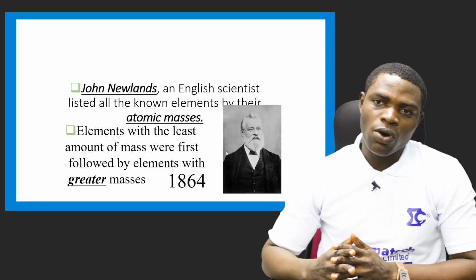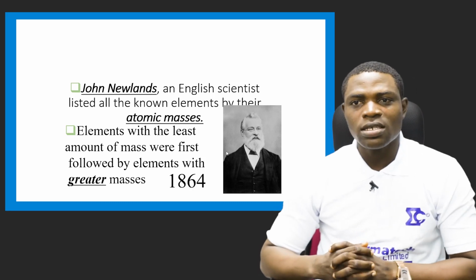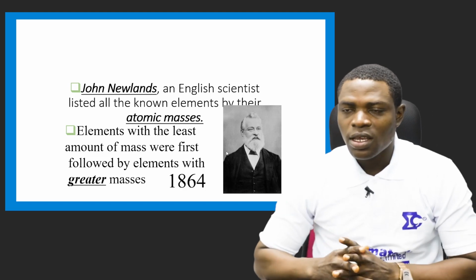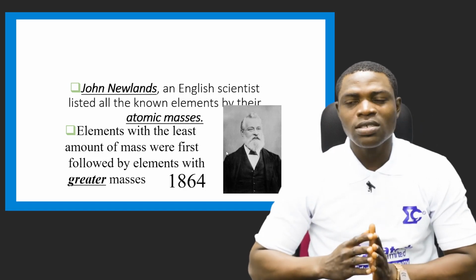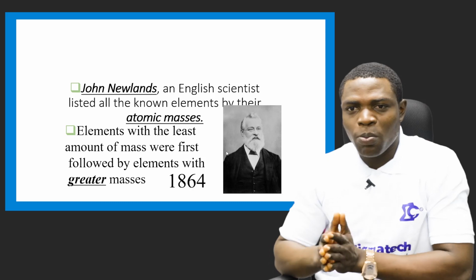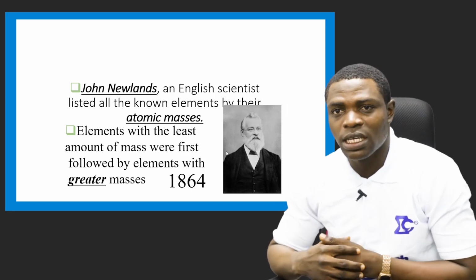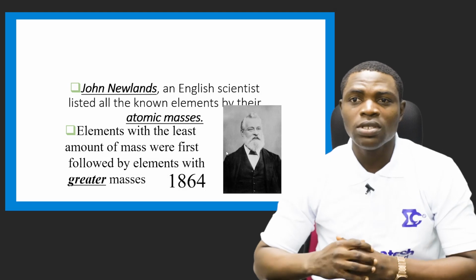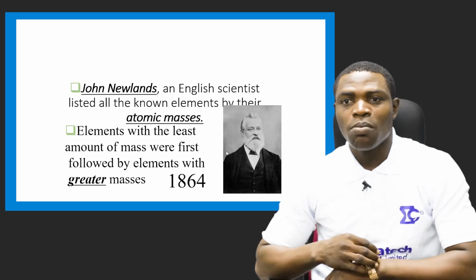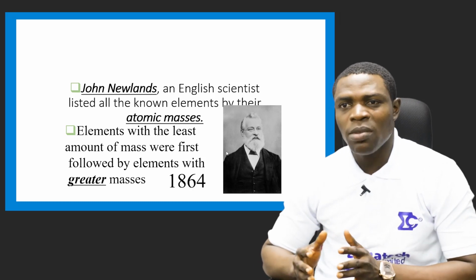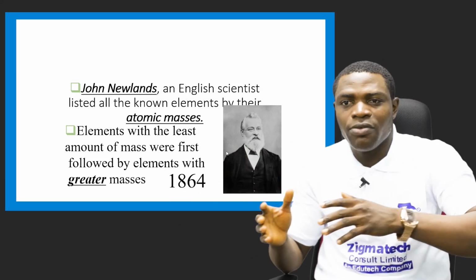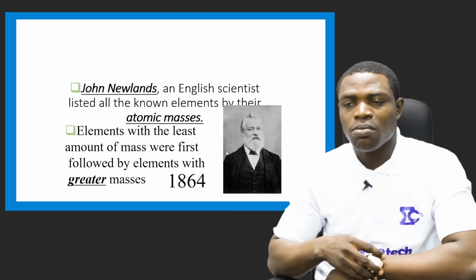In 1964, a Russian scientist called Dmitry Mendeleev was a fundamental scientist, one of the best scientists that helped to give the proper arrangement of elements in the periodic table. However, John Newland, who was an English scientist, listed all the known elements by their atomic masses. Elements with the least amount of mass were first arranged, then followed by those that have the greater masses.